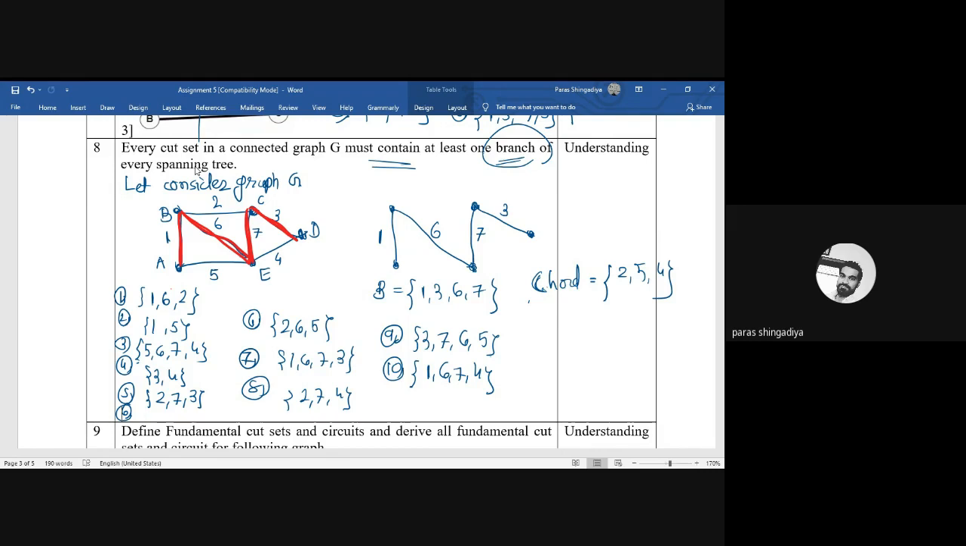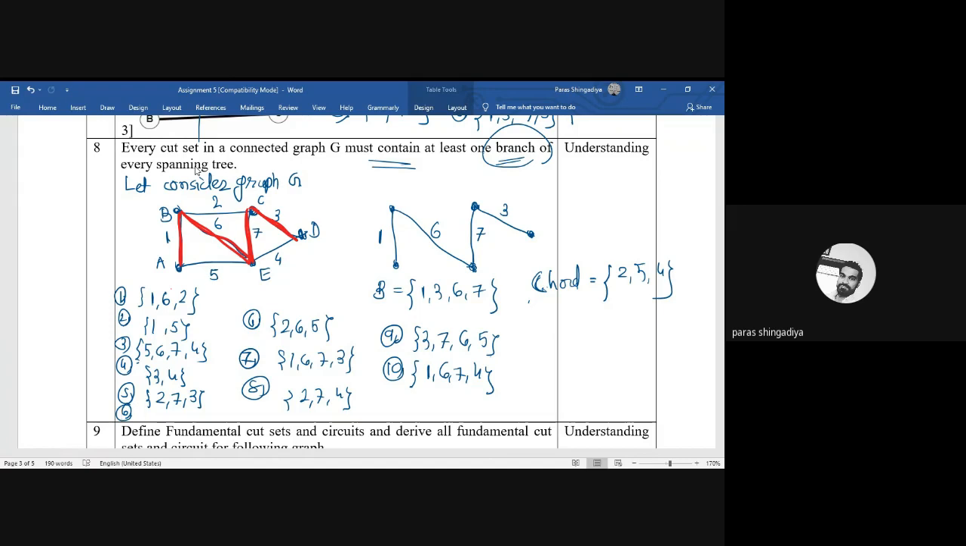So the first cut set is 1 6 2. So 1 and 6 are the branches. Then 1 5, so 1 is the branch. Clear? 5 6 7 4. So 6 and 7 are branches. Clear? 3 and 4, so 3 is a branch. 2 7 3, so 3 is a branch here. 2 6 5, so 6 is a branch.